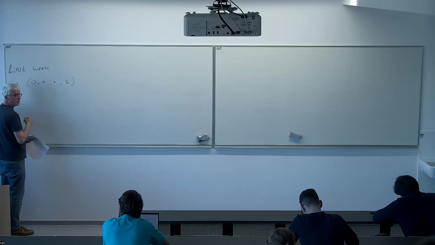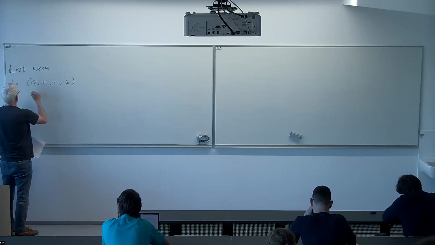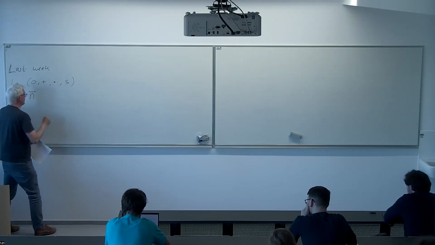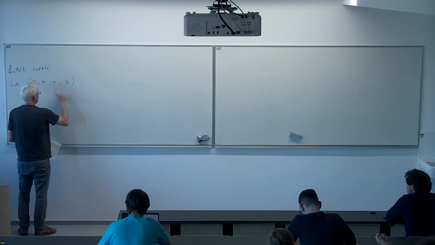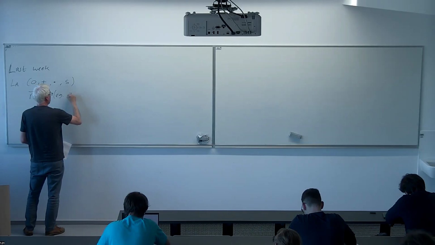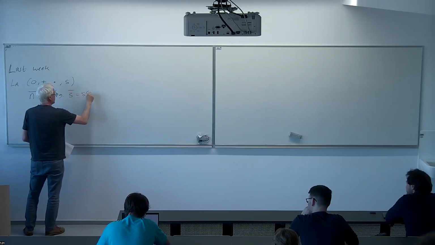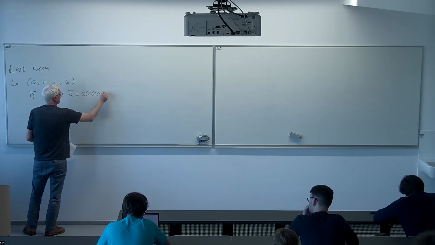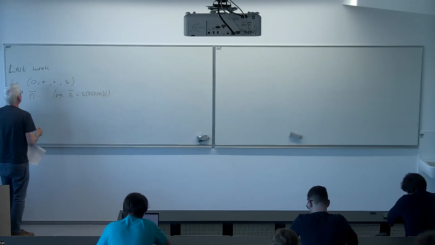Using the successor operation, we define the numeral n overline for every natural number n. So for example, it's just the representation of the number. So 3 is successor applied 3 times to 0.